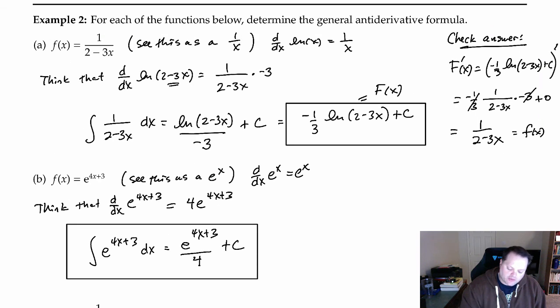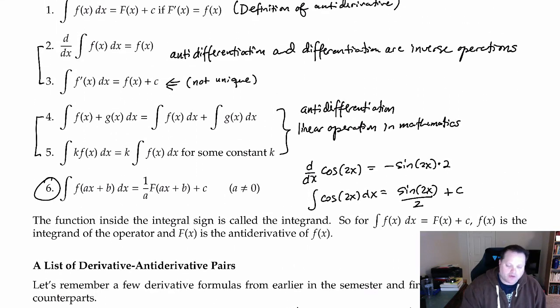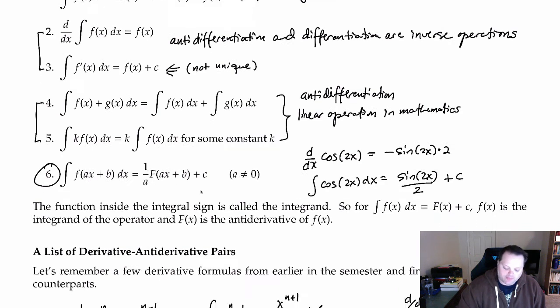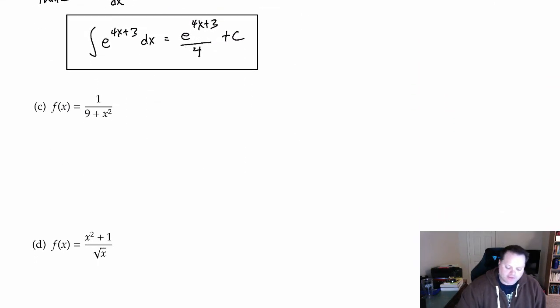I'll leave it to you to check that that is indeed correct, but it is. And honestly, all I'm doing on A and B here is using property 6. Notice that that's all we've done. We've had functions that had linear things inside them, and you're dividing by the derivative of that inner function each time, from the chain rule. So all I'm doing is applying property 6 to both A and B. All right, let's look at C.